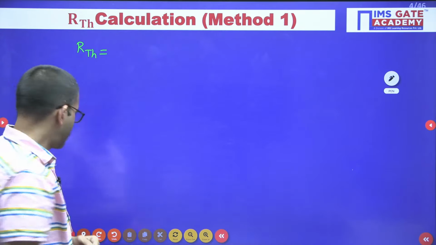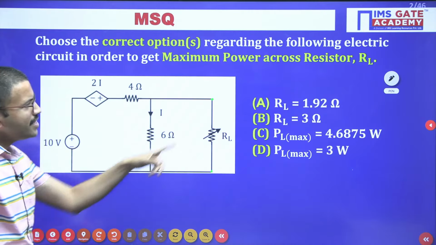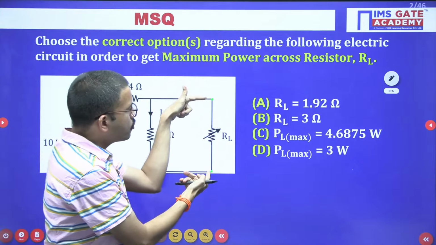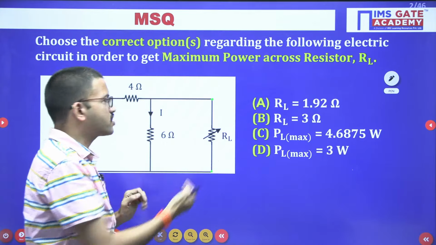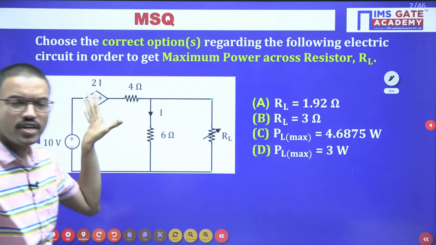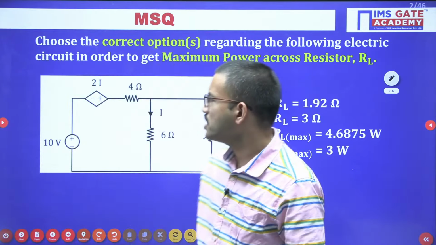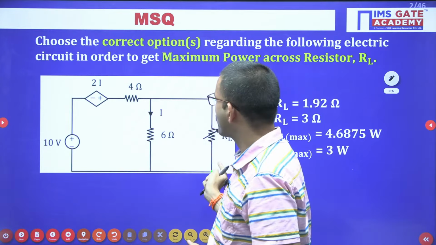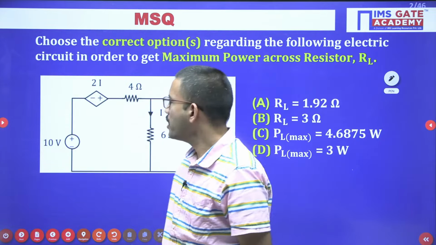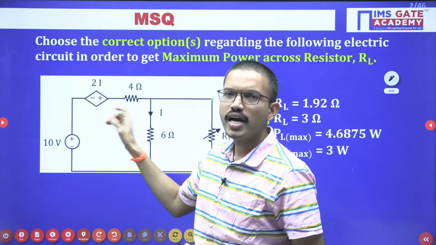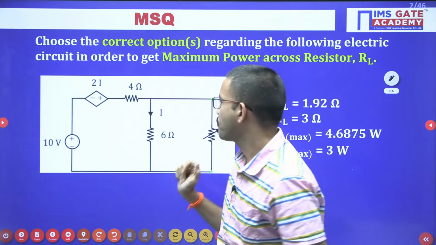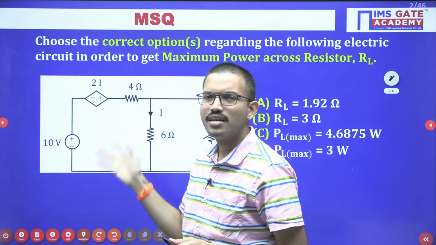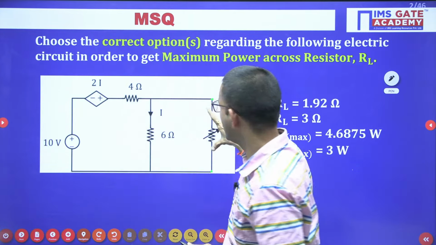Regarding RTH, the moment you have removed the load resistor, the terminals become open. Across the open circuit terminals, if the entire network has only resistors and, in addition, only independent sources like voltage sources and current sources, then we can directly find the equivalent resistance by making voltage sources short circuit and current sources open circuit. Then the rest of the network simply has resistors in series, parallel, or star, delta combinations, whatever it may be, and you can find the equivalent resistance.